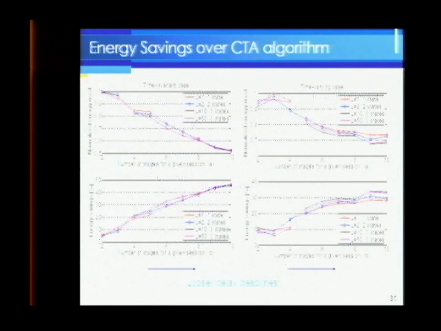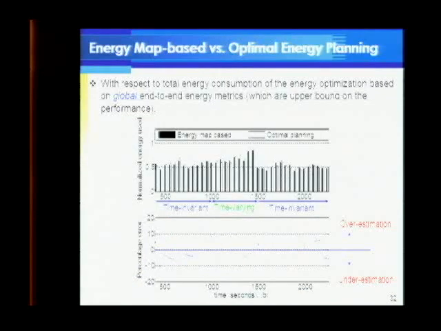So I'll skip some stuff and just show these results. One thing at the end: what we did was compare the energy-map-based method, optimizing using the energy map, versus the optimal planning, which we assume has access to all of the end-to-end energy information. And we found that our optimization scheme using energy maps performs within 10% error.